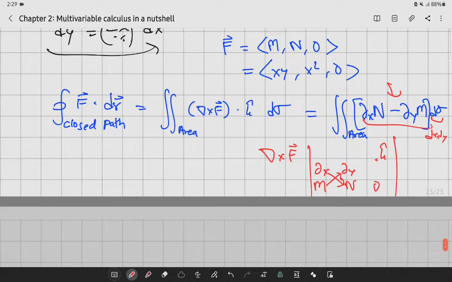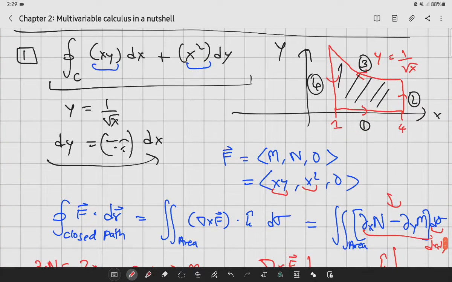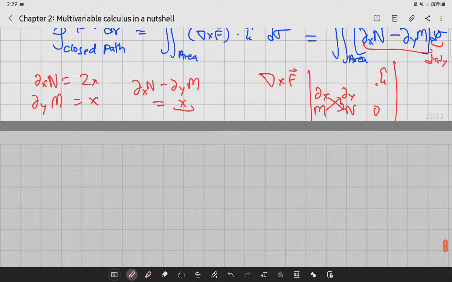Now, what is partial x of n? Let's calculate them quickly. N is x squared, so I'll get 2x, and partial y of m is simply x. And this integrand, partial x of n minus partial y of m, is nothing but x. Now you see that computing an area integral over x is much simpler than having to find dy for each of these 4 paths. I mean, you have to do 4 different line integrals. Instead, you're just doing one area integral.